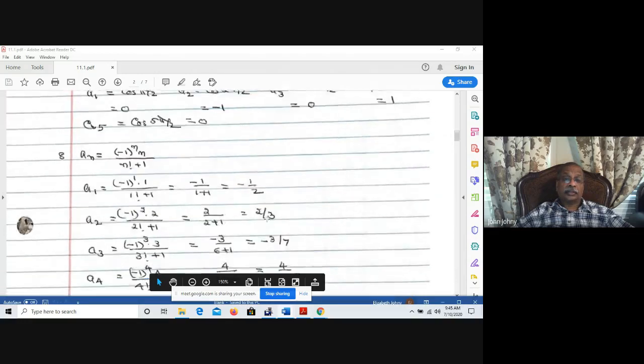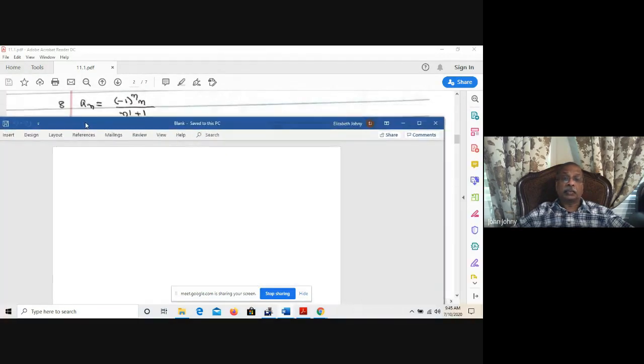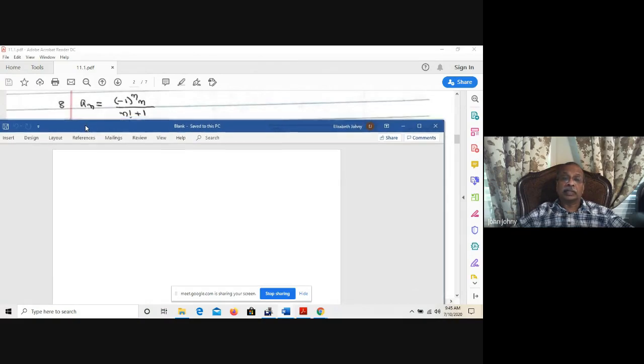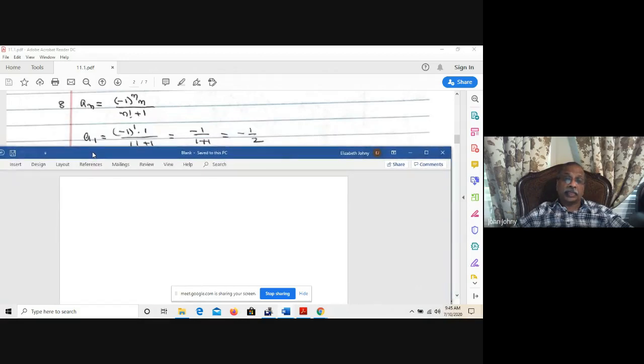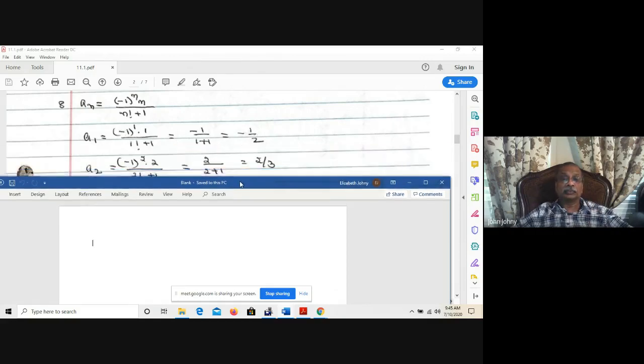Then aₙ is equal to negative 1 to the power of n times n divided by n factorial plus 1. What is n factorial? n factorial is 1 times 2 times 3, etc., up to n. So a₁ is negative 1 to the power of 1 times 1 divided by 1 factorial plus 1. Negative 1 to the power of 1 is negative 1. So that is negative 1 over 1 plus 1, which is negative 1 over 2.